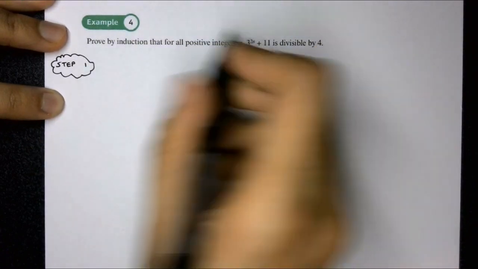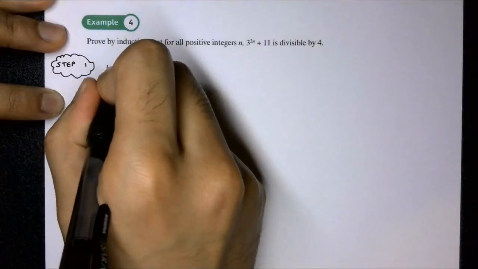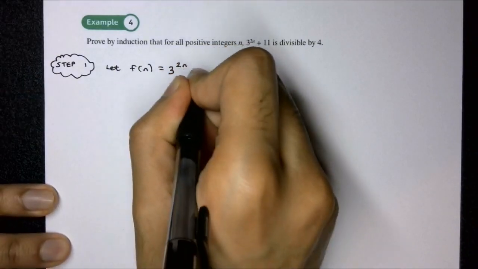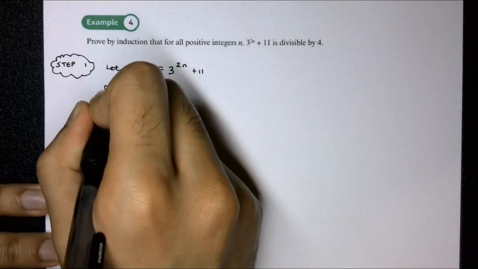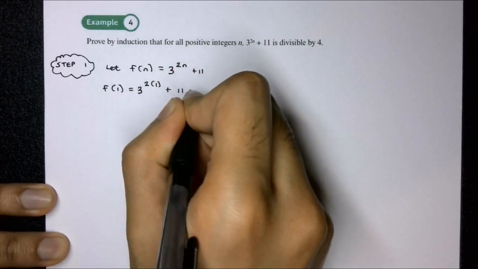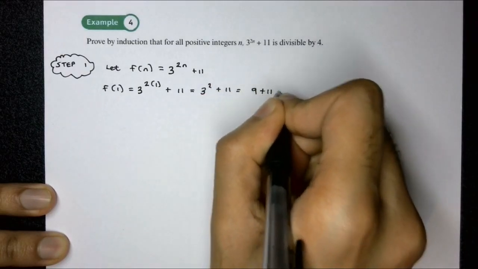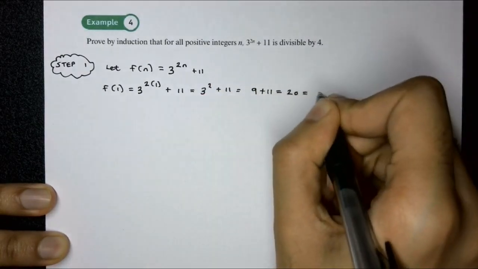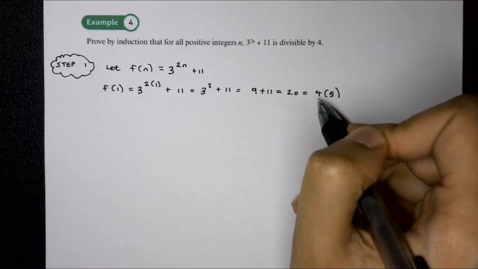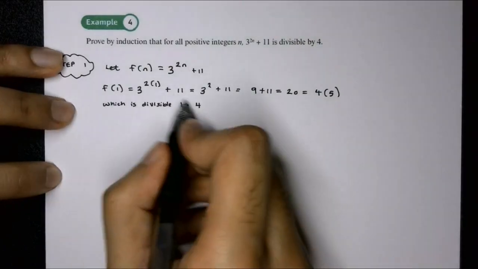We first of all let f of n equal this result over here. So we will let f of n equal 3 to the power of 2n plus 11, and so f of 1 is equal to 3 to the power of 2 lots of 1 plus 11. So we've got 3 to the power of 2 plus 11, 9 plus 11, that's 20, which is 4 lots of 5. Of course, 20 is divisible by 4. So that's what we write down over here.